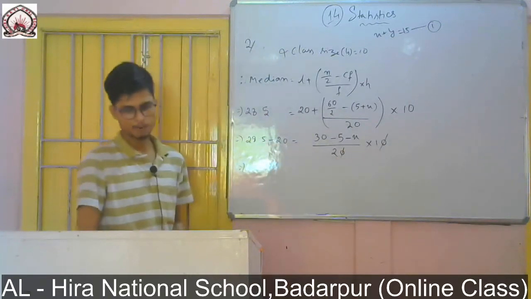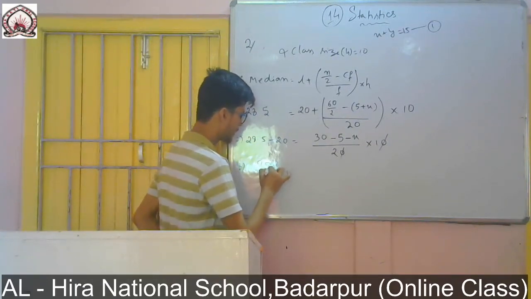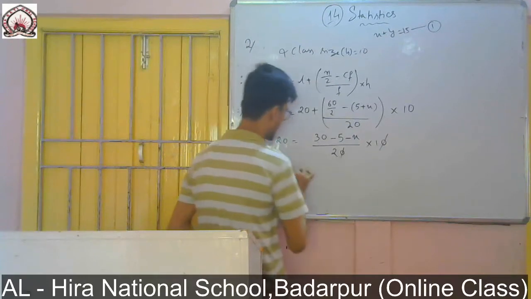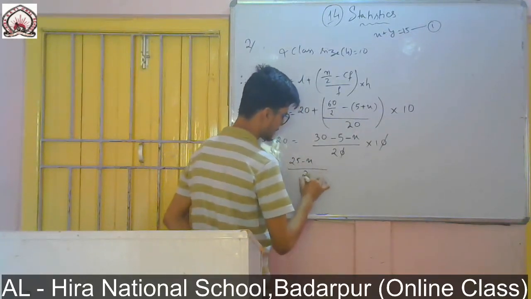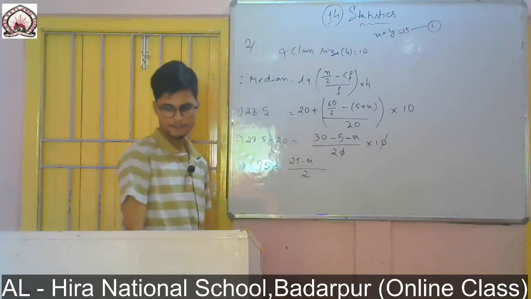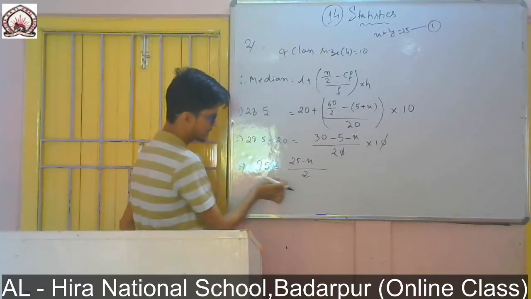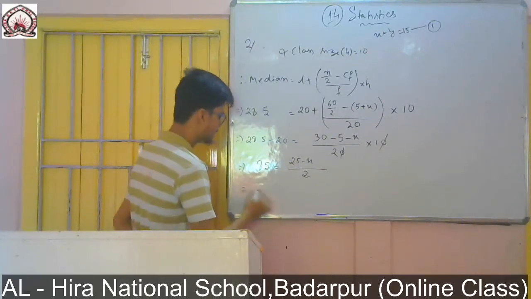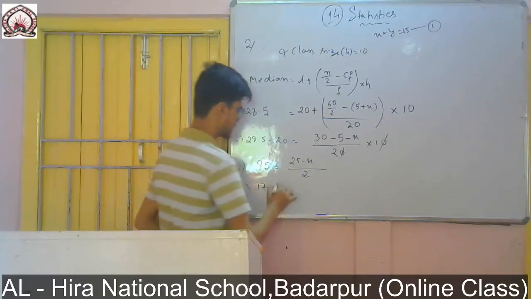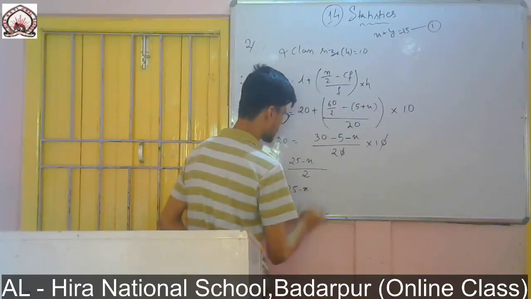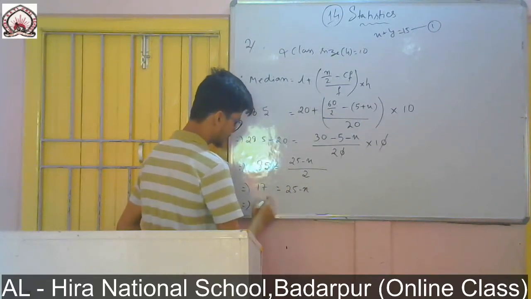So 28.5 minus 20, which is equals to 8.5, is equals to 30 minus 5, it is 25 minus x by 2, 25 minus x by 2. So now I will multiply this one with 8.5. So 8.5 2s are, 8 2s are 16, that means 8.5 it will be 17. 17 equals to 25 minus x.